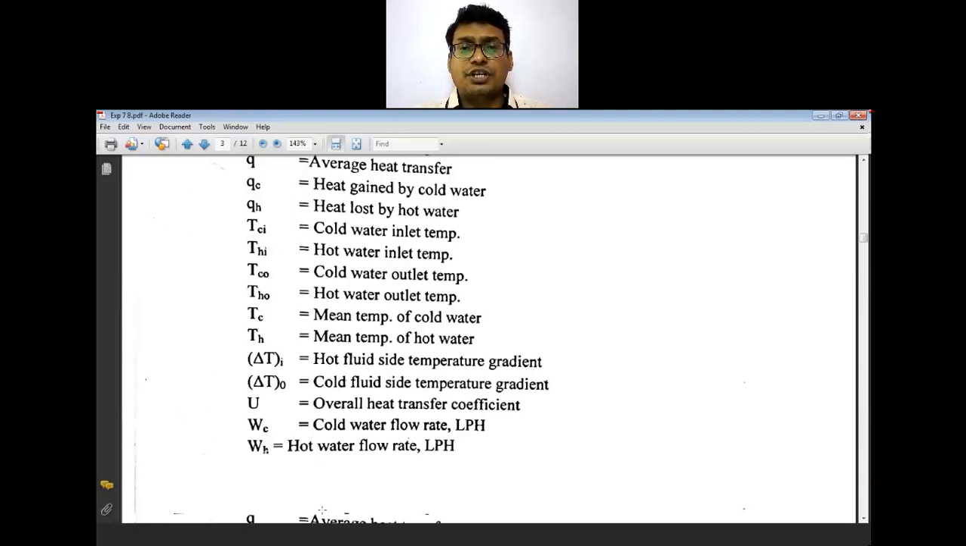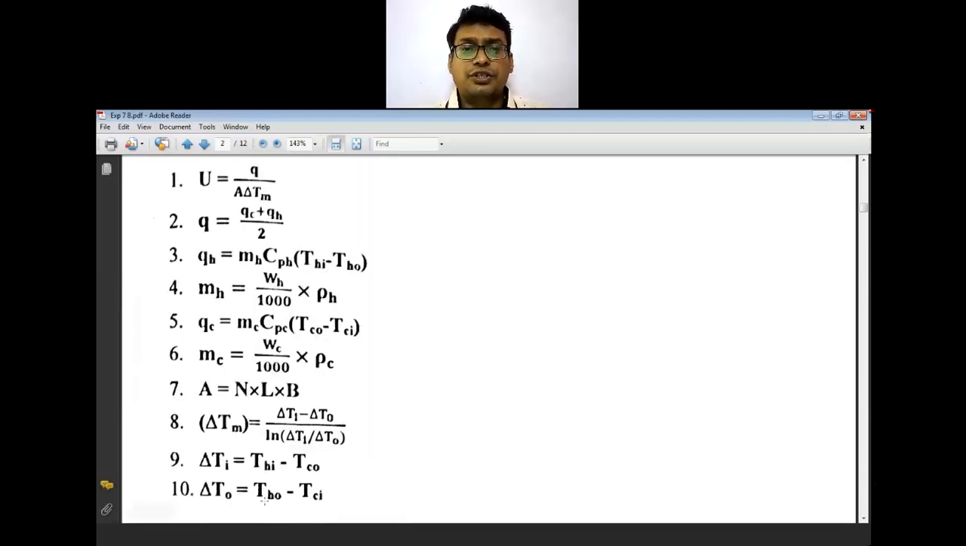So after calculation of all these parameters which you require for the calculation of the overall heat transfer coefficient, Q is nothing but the average of QH for the hot fluid and QC for the cold fluid. So this is the value of Q. A is the area for heat exchange. Delta Tm is the log mean temperature difference. From here you can calculate the overall heat transfer coefficient for a plate type heat exchanger.